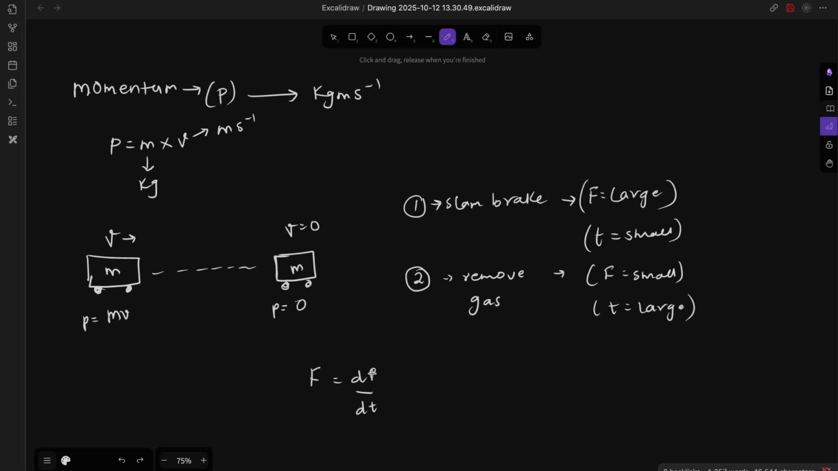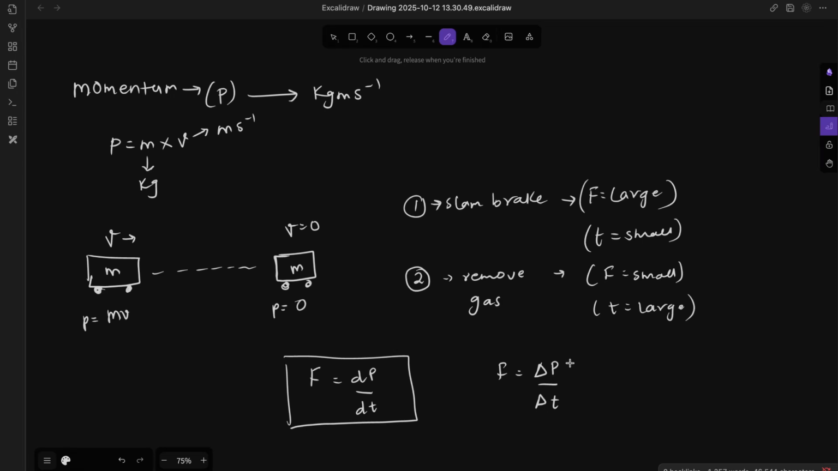The other way around you can think of is that if you want to change the momentum by a large value, your force should be large. If your change in momentum is small, your force will be small. These scenarios prove Newton's second law of motion. Now we know that in physics, change is also denoted by delta. So we always come across such notation where F is delta P upon delta T.